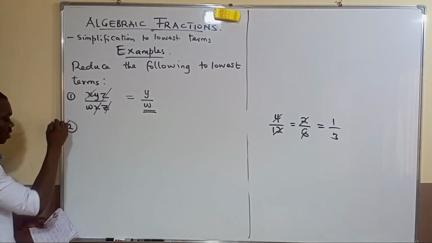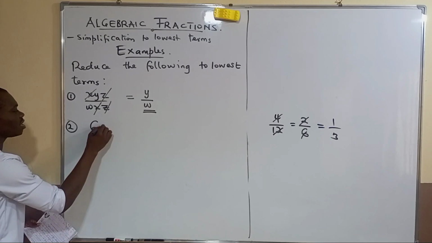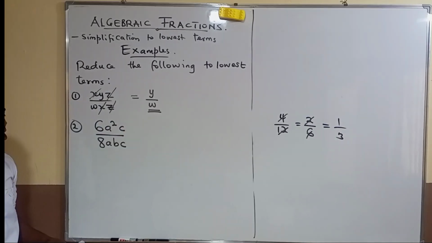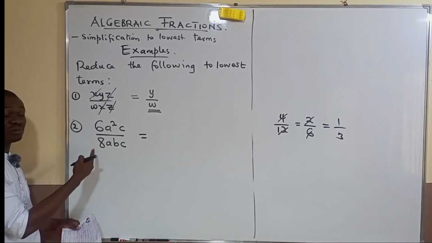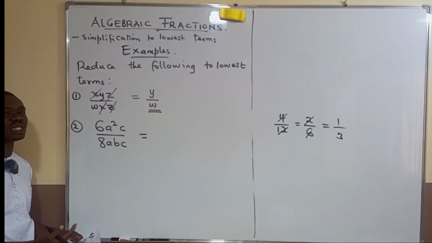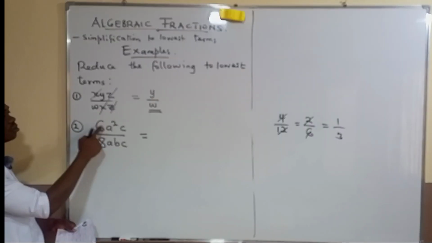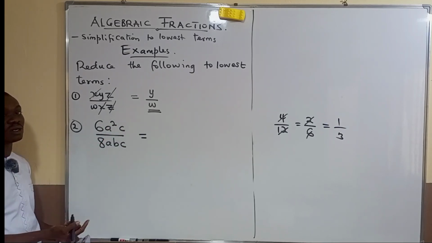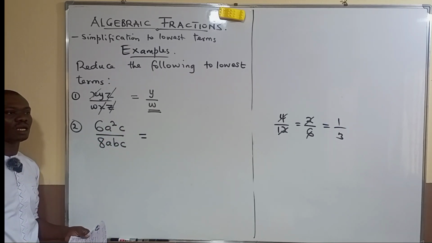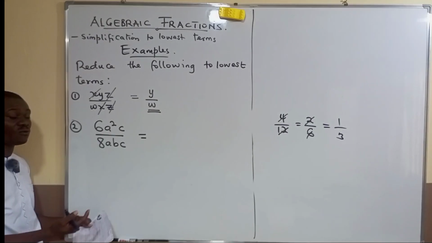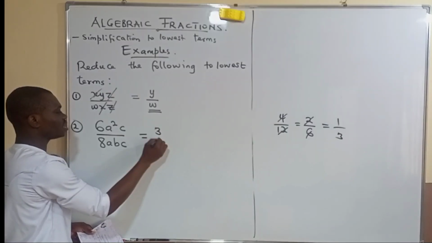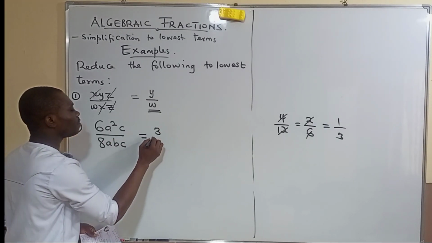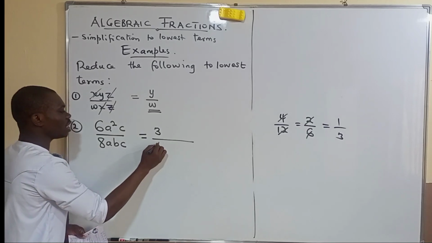What about this other example? Say you have 6a squared c. Here you can see you have numbers in both numerator and denominator. One way you can do this is to look for the HCF of both numerator and denominator, but that may take you a lot of time. So you just go ahead and look for what can divide through. For the numbers, 2 can go. So 2 into 6 is 3, all over 2 into 8 is 4.